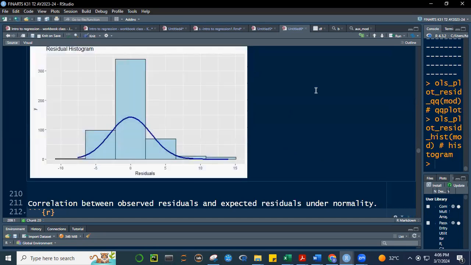Histogram. Okay, and you can see here that our residuals, they're really not normally distributed. Medyo peak siya dito, mataas ang peakness niya. Okay, and then meron siyang tails dito. All right, so let me stop recording now.